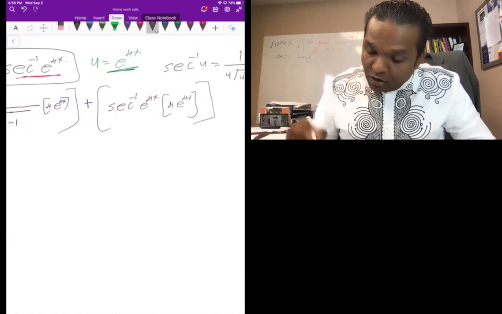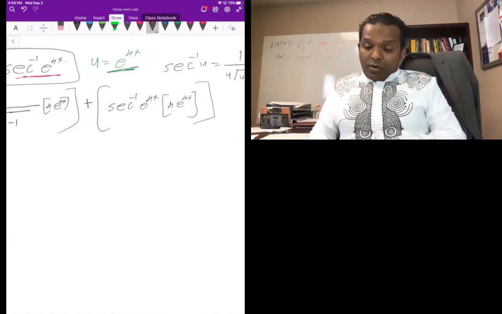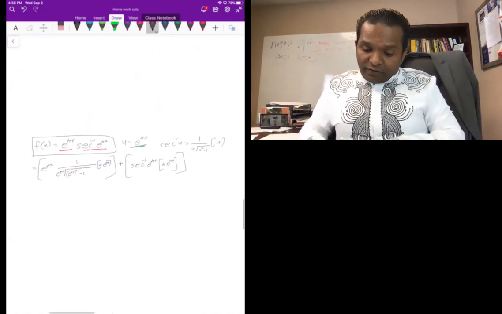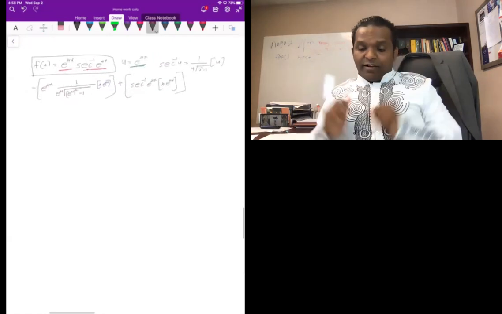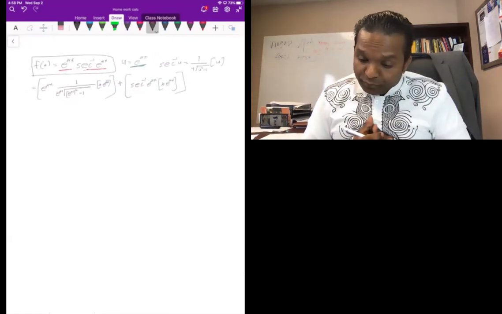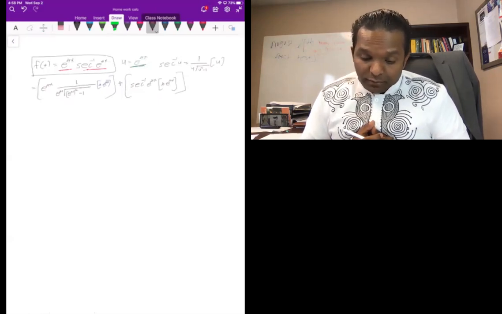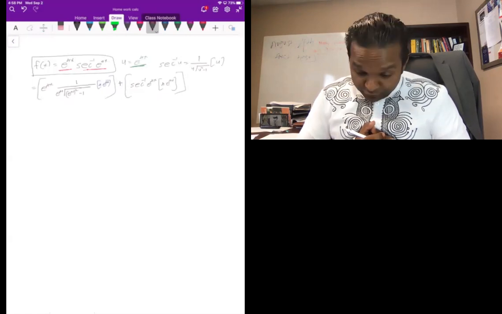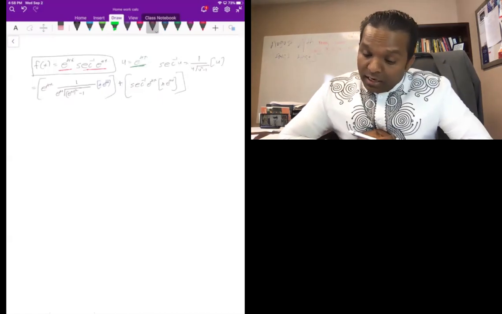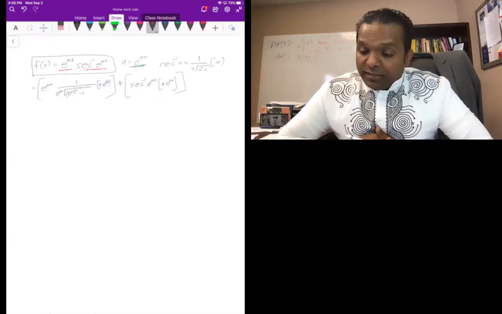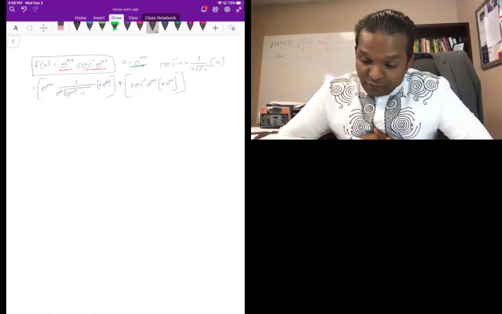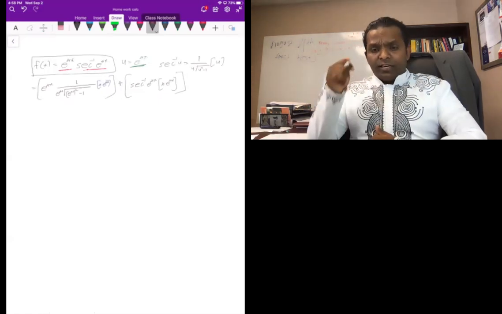So here we go. Now we can see everything right there that we need to solve this problem. And I want to make sure that we did things right. We recopied the first function, took the derivative of the second function, plus recopied the second function and took the derivative of the first function. I think I did good.